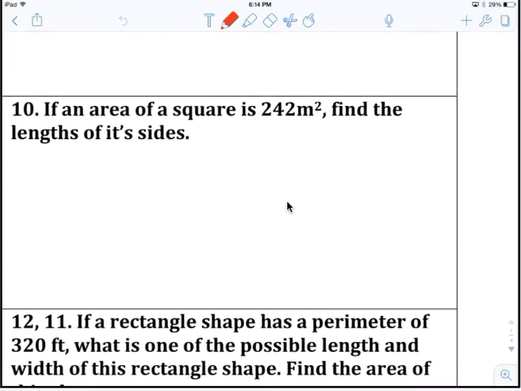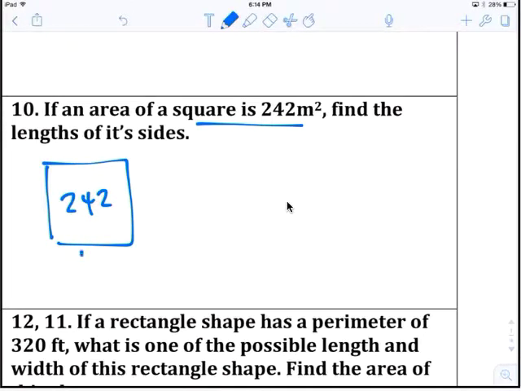If an area, okay, I need to explain this better. I went over this too fast in class. If an area of a square is this, so if you have a square with an area of 242, we know that length and width has to be the same, so let's just keep it the same letter. So it means the same thing, okay?